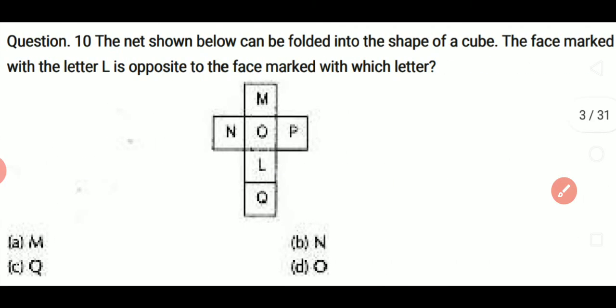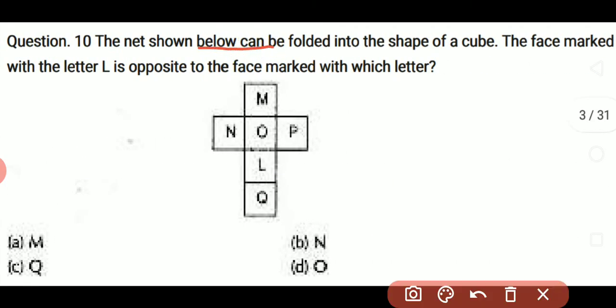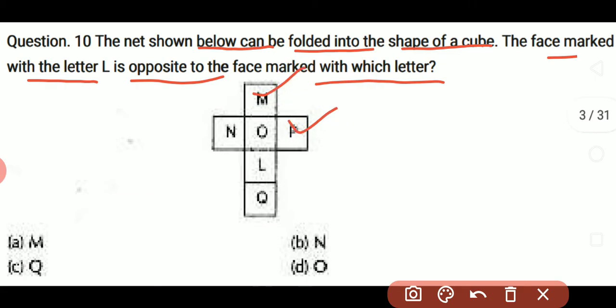So let us come to the next one. The net shown below can be folded into the shape of a cube, and the face marked with the letter L is opposite to the face marked with which letter? If you fold this to make the cube, the side faces must be M, P, N, L. Base will be O and top will be Q, right?